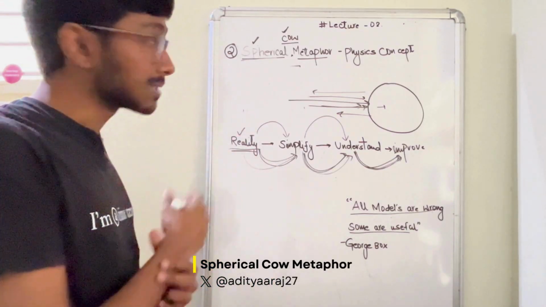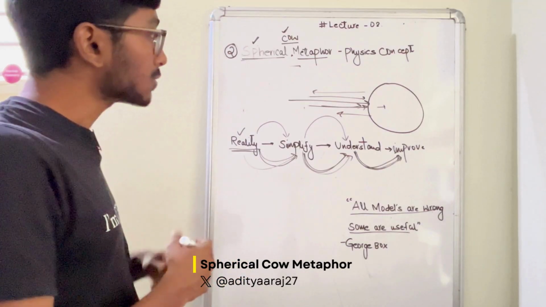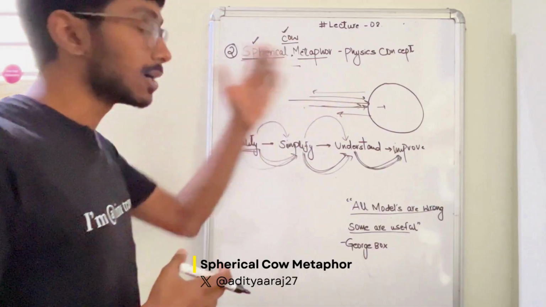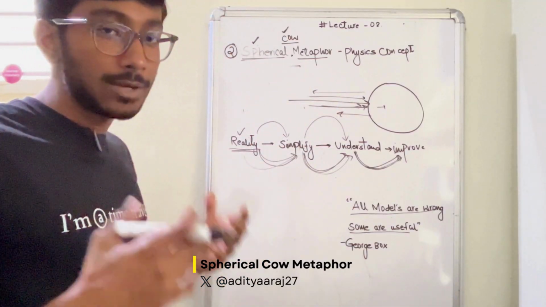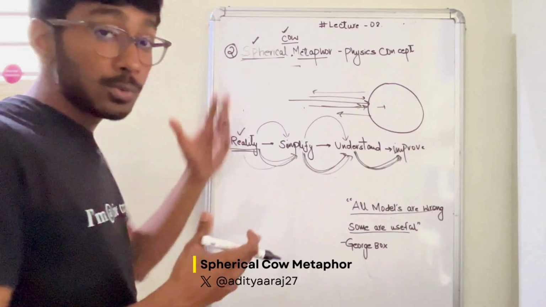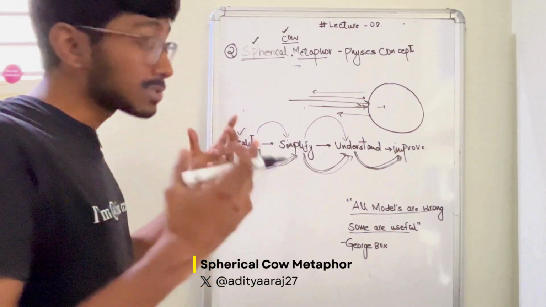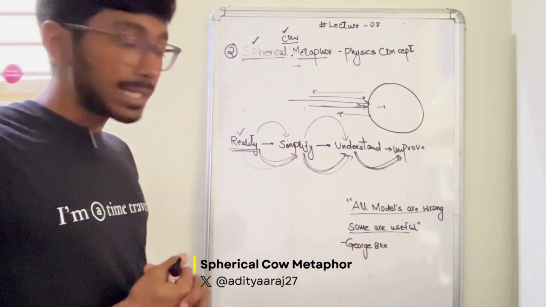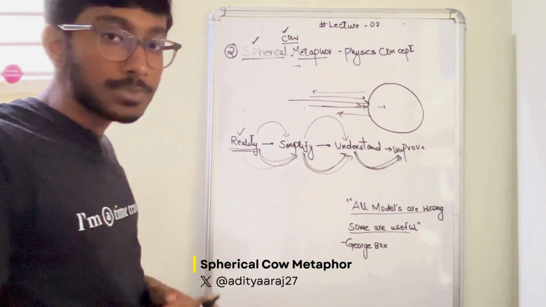I hope you find this interesting, and this is a very humorous way to say that physicists are trying to convert anything into a circle and a circle into a cow. I mean, that's just a way to make you understand, but that's how this whole thing works. And I hope you enjoyed this. So next time, if you see anybody talking about the spherical cow metaphor, you know what they're doing. They're converting a very complex thing into a simple thing, right?